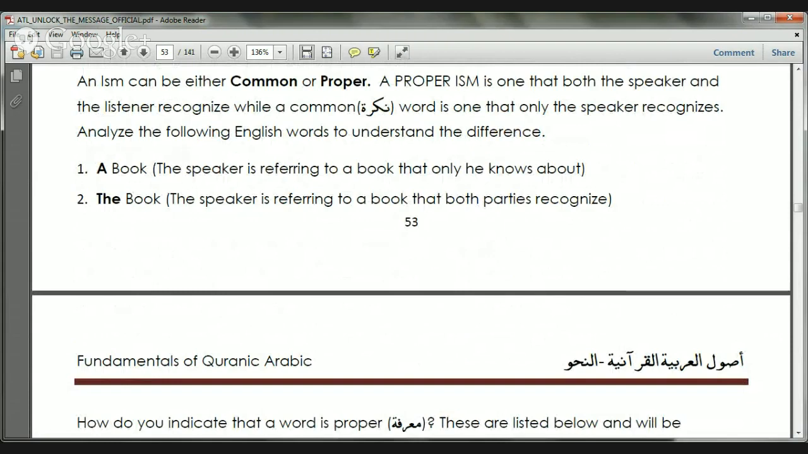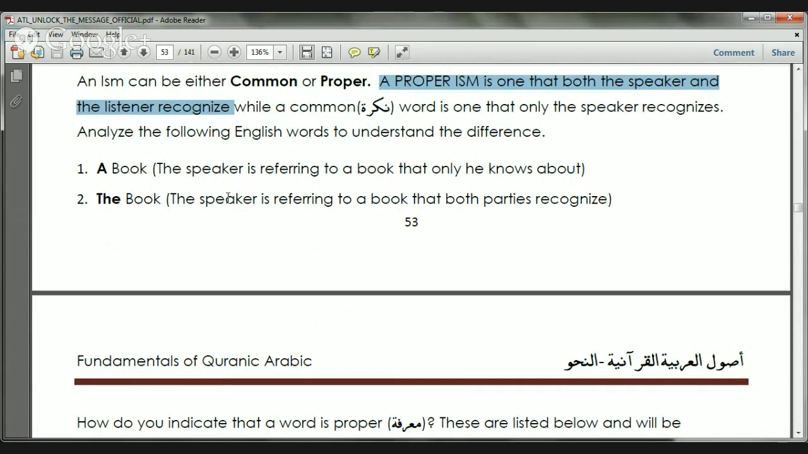A proper ism is one that both the speaker and the listener recognize, right? Meaning that we know exactly what we're speaking about. We're sitting in a room and I say brother. Did I say which brother? Do you know who I'm talking about? I don't. But if I say, for example, brother Saif, I know exactly who I'm speaking about.